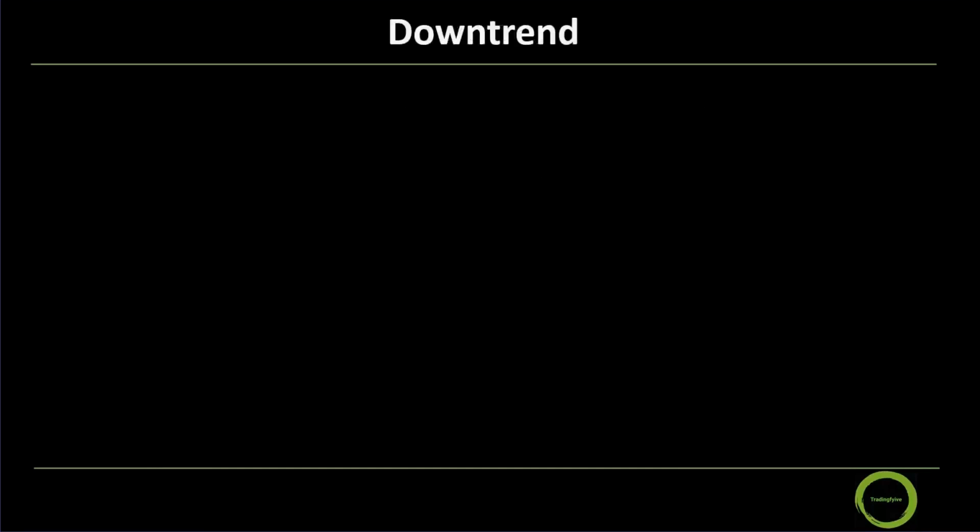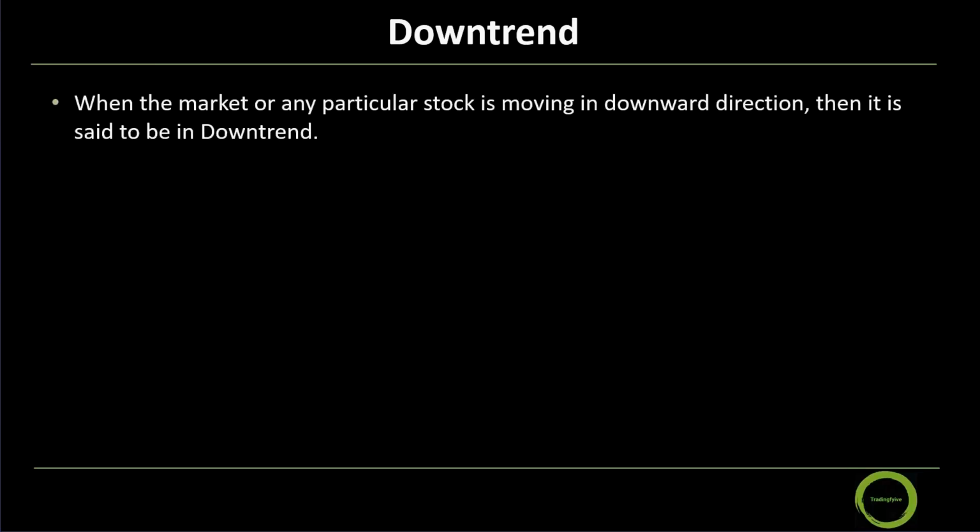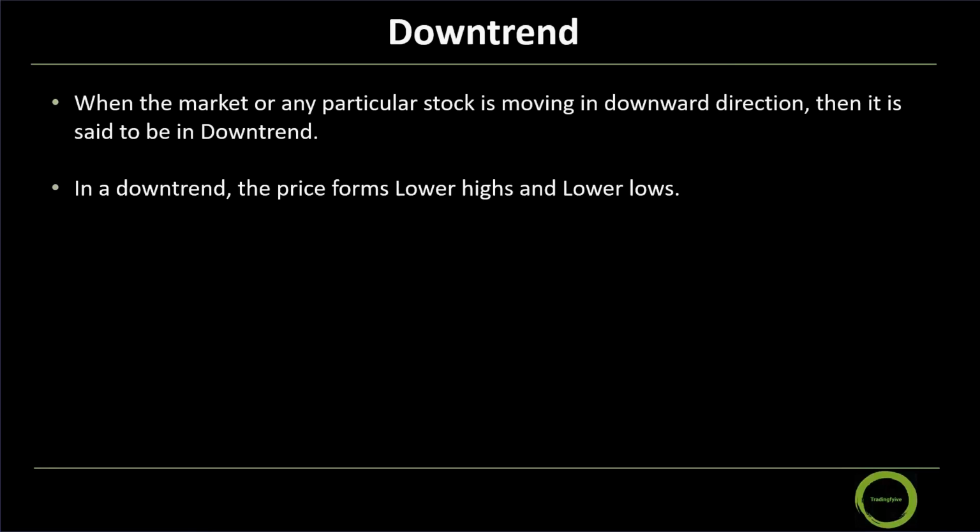The second type of trend which we have is downtrend. When the market or any particular stock is moving in downward direction, then it is said to be in downtrend. Now this line is quite self-explanatory, which basically tells us that whenever the price of the stock is moving downward, which means that the price of the stock is decreasing continuously, then it is said to be in a downtrend. And when the stock is in a downtrend, the price tends to form lower highs and lower lows.